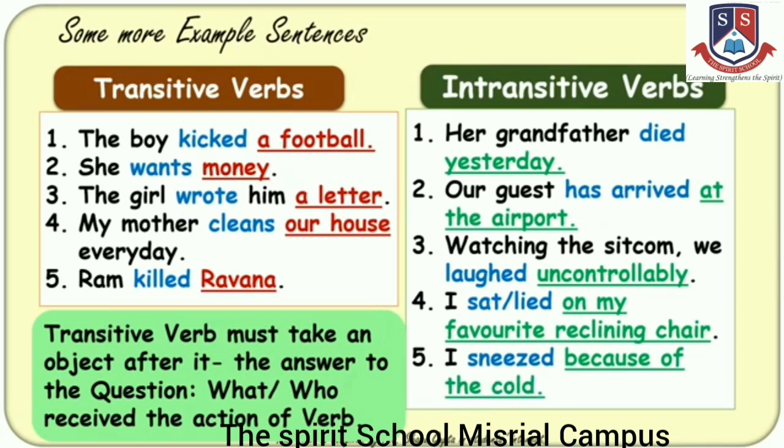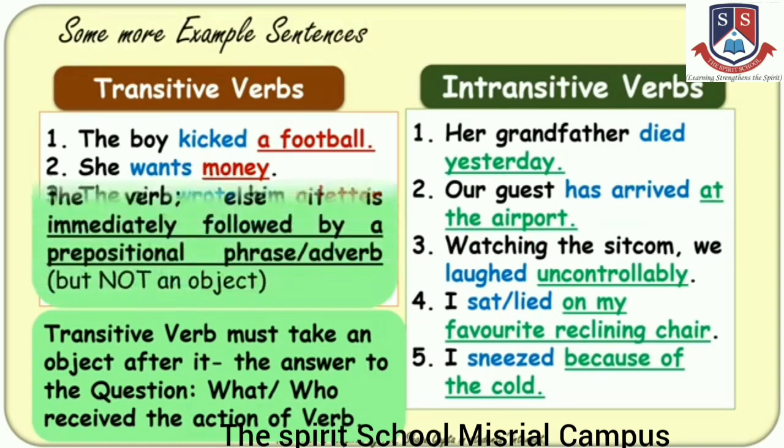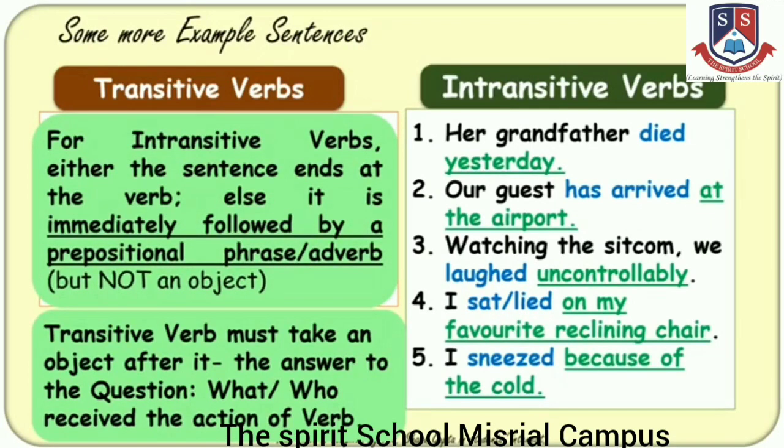In these sentences, the underlined words or phrases in green are not objects because though they follow the verb, they don't answer the question what or whom. These, including prepositional phrases such as at the airport, on my favorite reclining chair, function as adverbs. So just remember, for intransitive verbs, either the sentence ends at the verb, or it is immediately followed by a prepositional phrase or adverb, but never an object.